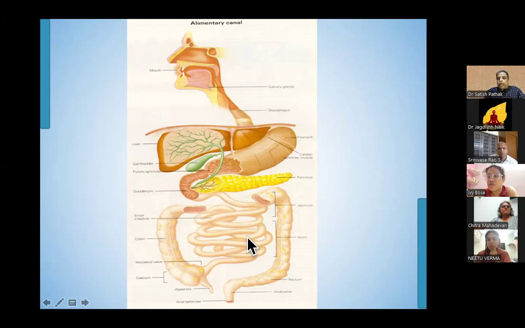सर फिक्स हो गया है सर. Hold, be relaxed. I think his net is. ओके.